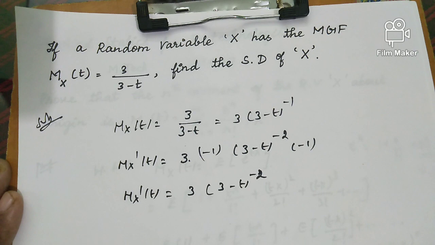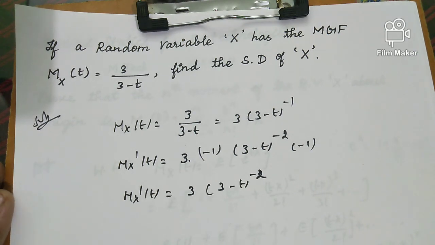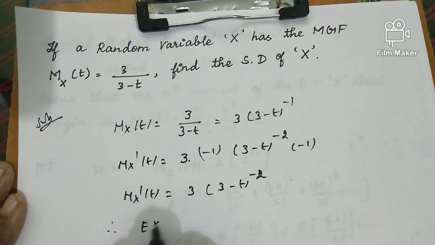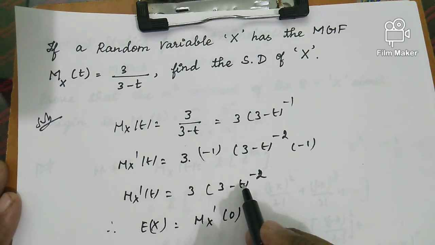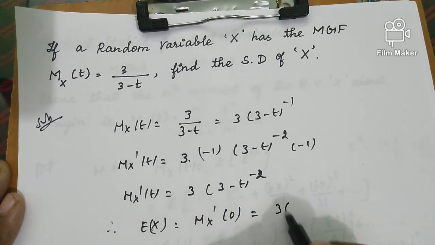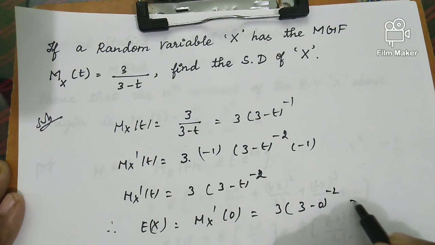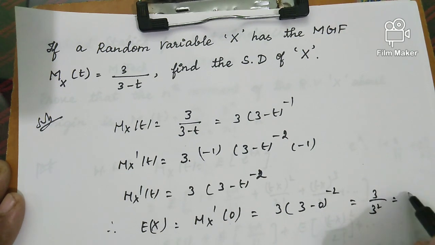The first derivative is nothing but our mean, that is E of x. Therefore we know that E of x is equal to M_X dash of t at t equal to 0. So in this one we are going to put t equal to 0. Then 3 into (3 minus 0) power minus 2, that is 3 by 3 square, which is 3 by 9, equal to 1 by 3. Therefore our first moment or mean, E of x, is 1 by 3. This is our mean.